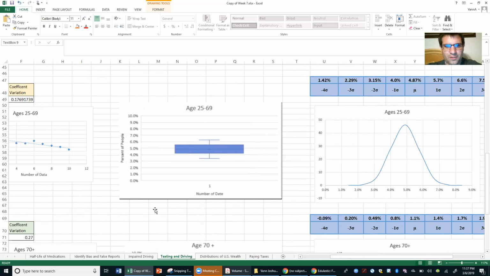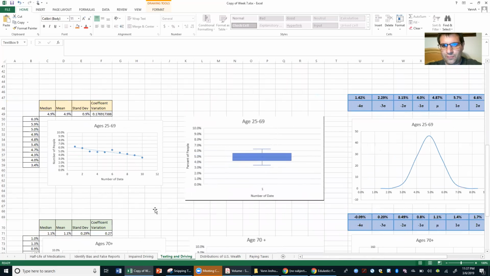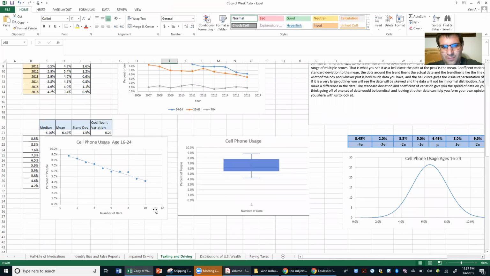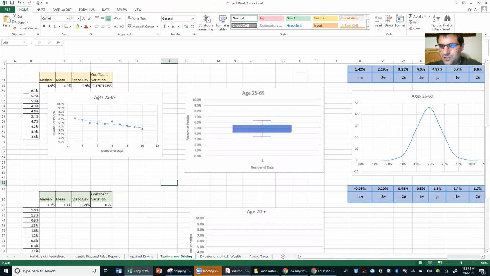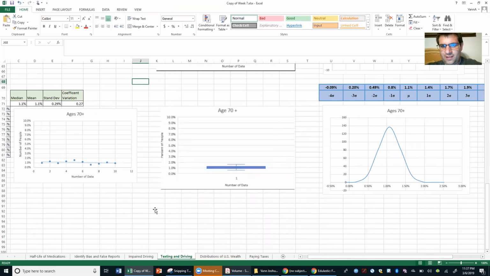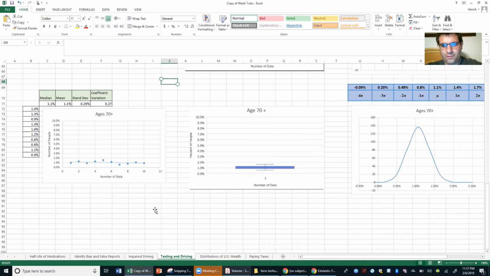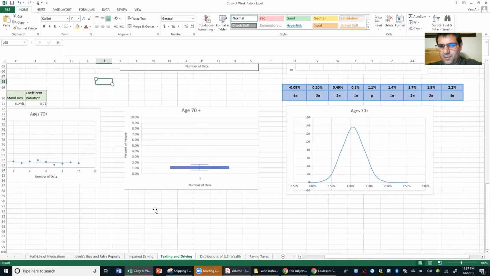And with all the information we went through all the different age groups, 0 to 6, I believe it was, 25 to 69. Then we went up to 70 plus and showed the line graph, the box and whisker, and the bell curve.